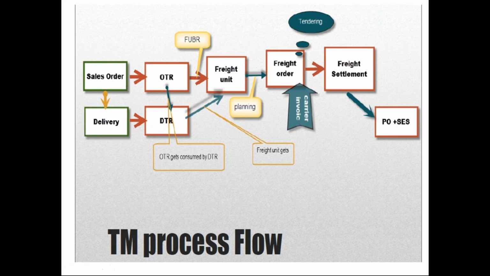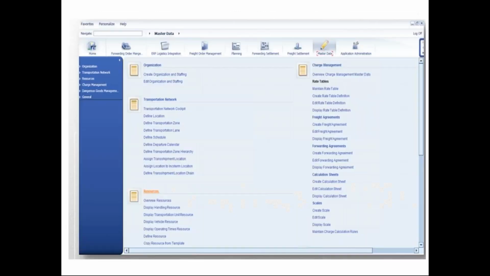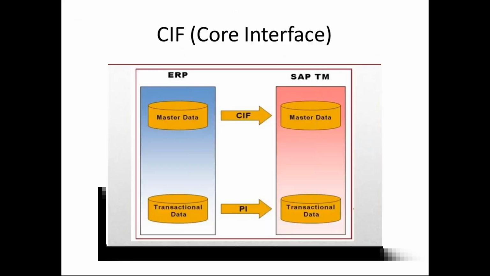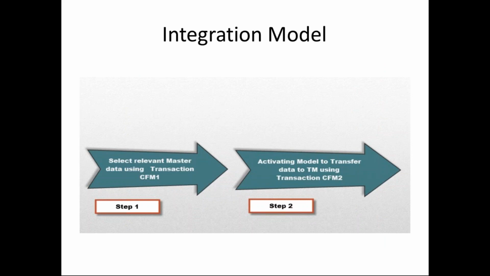We are going to see all these flows, but now our main focus is on the master data. What master data is required to run or execute this flow? Yesterday I told you, there is master data specific to TM and master data which is transferred from R3. The basic mechanism for master data transfer is CIF, core interface. CFM1 and CFM2 are the transactions. CFM1 is to generate the integration model, and CFM2 is to activate the integration model.